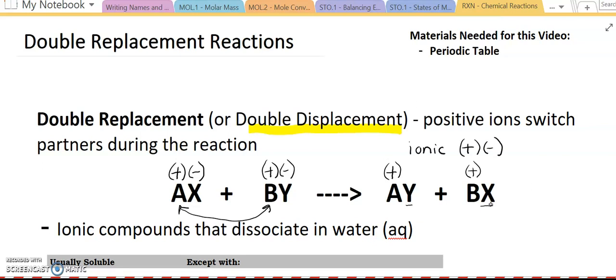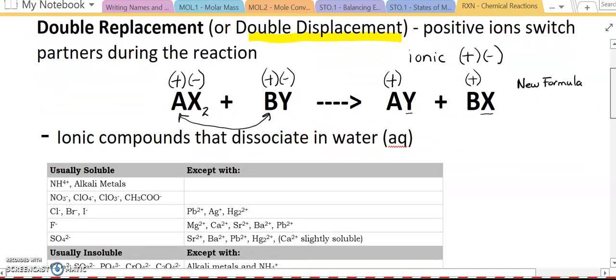The second thing is you have to write a new chemical formula. Just because there may be a subscript of a 2 over here by my X does not guarantee that there will be a 2 when it is paired with B. So it's really important that you pay attention to the chemical formulas and write new chemical formulas every time you predict new products.